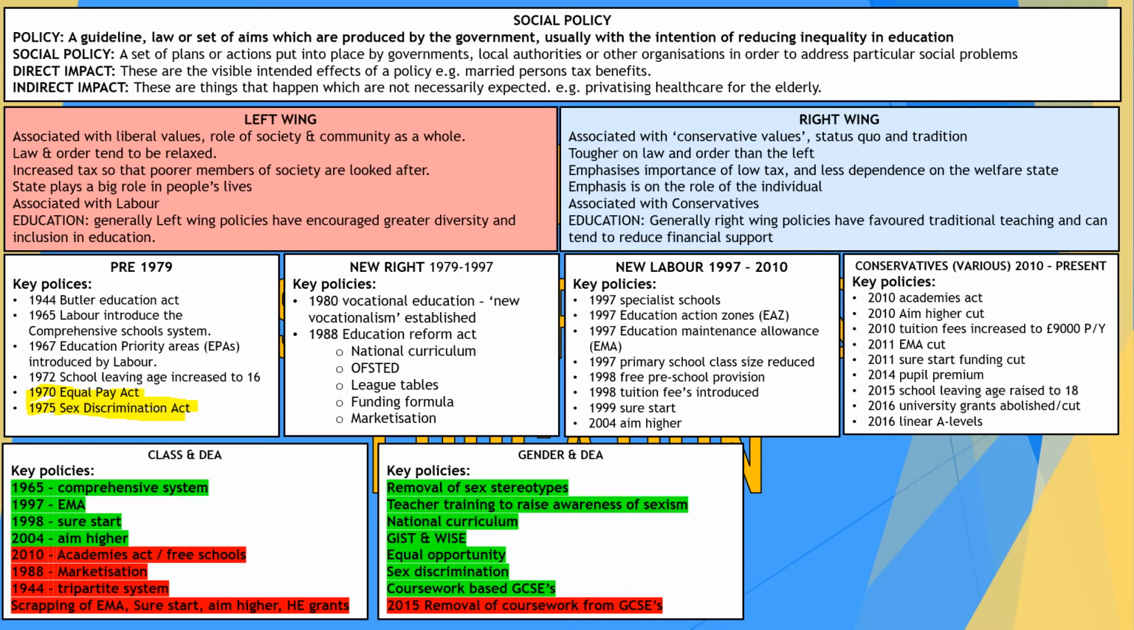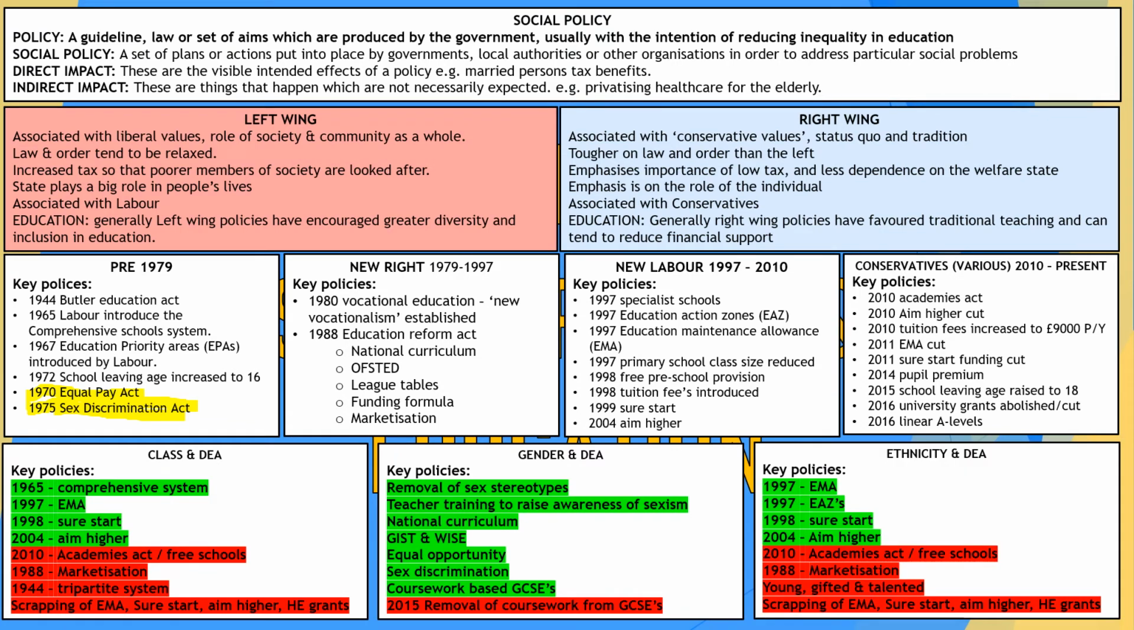And then when it comes to the DEAs, class, gender, ethnicity, a few kind of key policies here. So class, some of the policies that helped social classes would be comprehensive schools, EMA, Sure Start, and Aim Higher. Policies which had a negative impact when it came to class and differential achievement would be academies and free schools, marketisation, the tripartite system, and scrapping of EMA, Sure Start, Aim Higher, and the HE grants, all negative impacts.